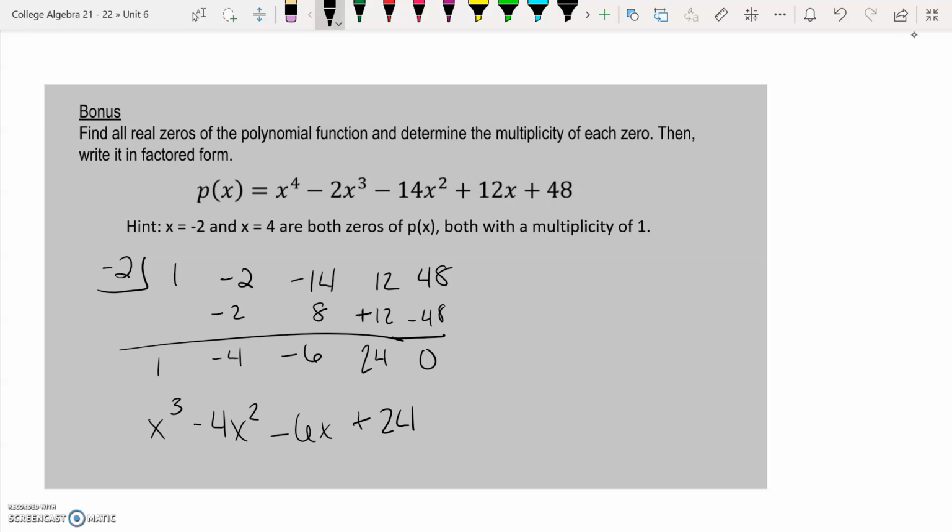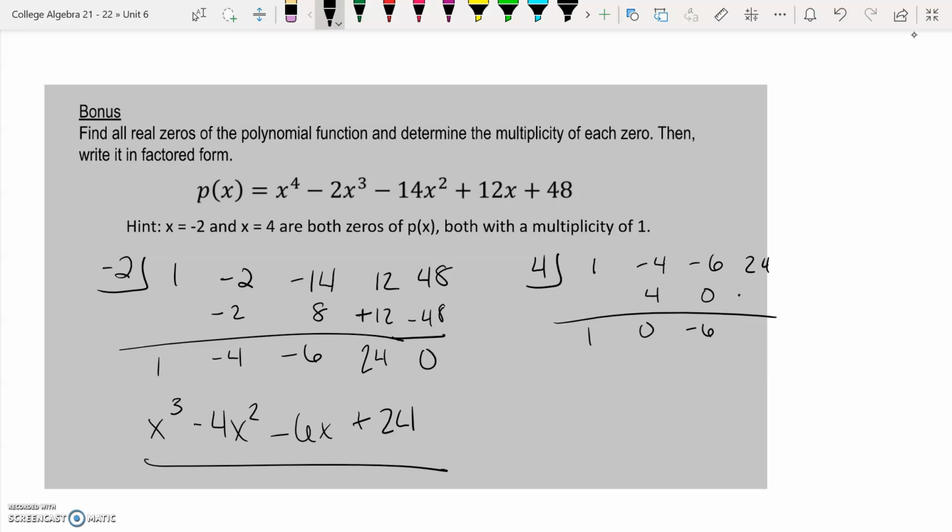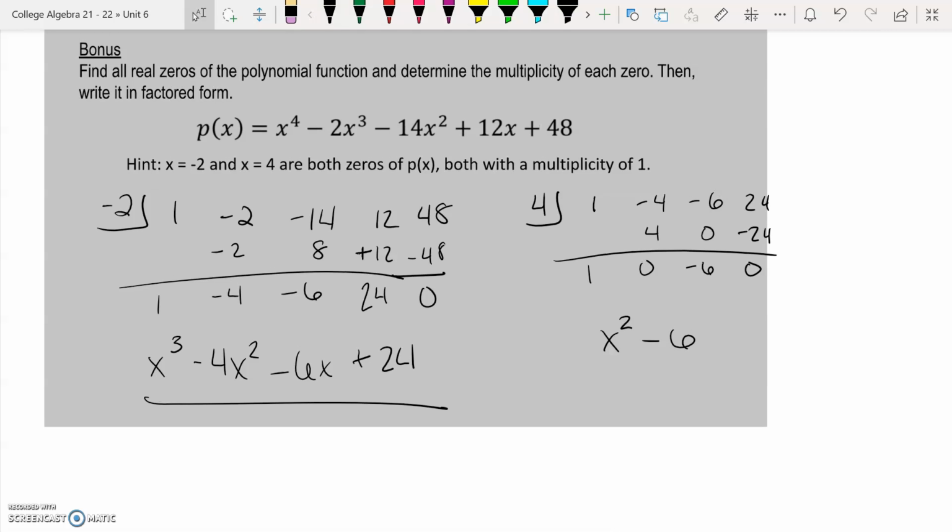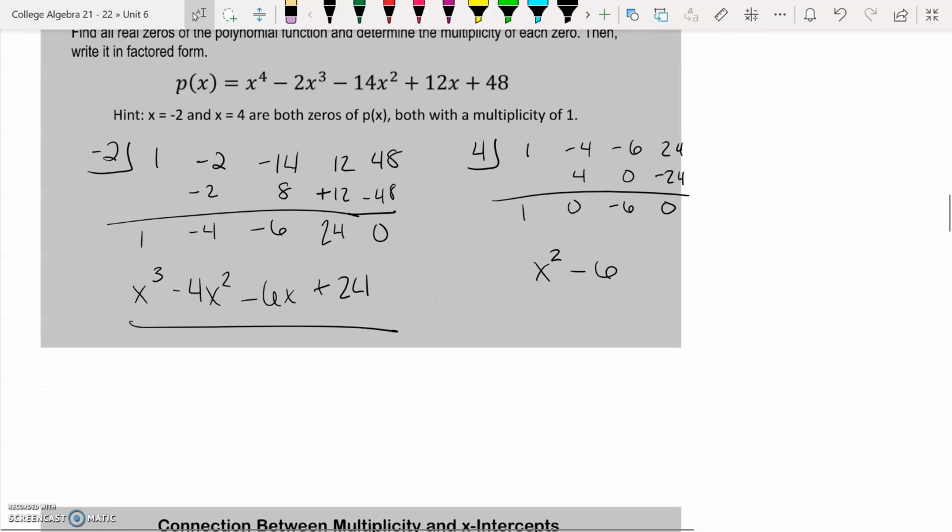So then I would also do the other real 0, the one that's not a decimal, of 4, and do synthetic division with what I got for my answer. So I got 1, negative 4, negative 6, 24. So then you end up with x squared minus 6 as your leftover part. So I know whenever I factor this that I'm going to have x plus 2 and x minus 4. This is what's left over. So after I do synthetic division on both those, that's what's left over.